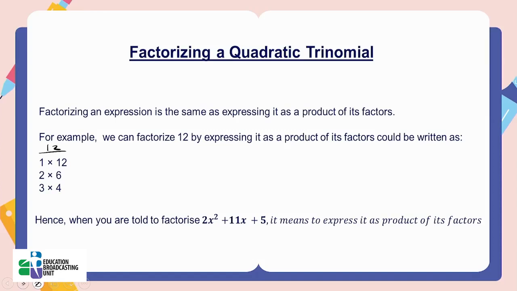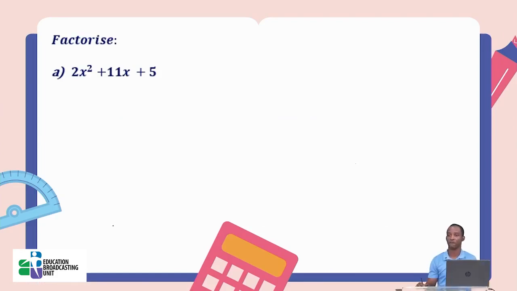Let us look at an example of how to factorize a quadratic trinomial. We have the example, factorize 2x squared plus 11x plus 5. So what we do, we'll need to multiply the quadratic term, 2x squared, by 5. 2x squared times 5 will give us 10x squared. Since 5 times 2 is 10, times x squared will give us 10x squared. Now we're going to express 10 as a product of its factors. So we have 1 times 10, which gives us 10. We have 2 times 5, which also gives us 10.